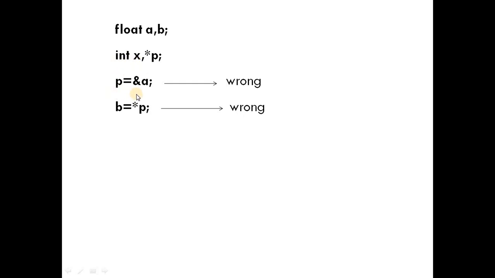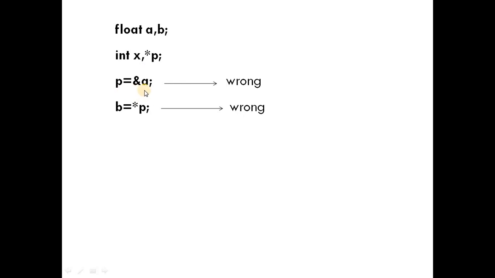Now in my next statement I have given p is equal to address of a, but this statement is wrong because p is a pointer variable which is going to point to an integer, but the data type of a is float. So this will give us an error message.